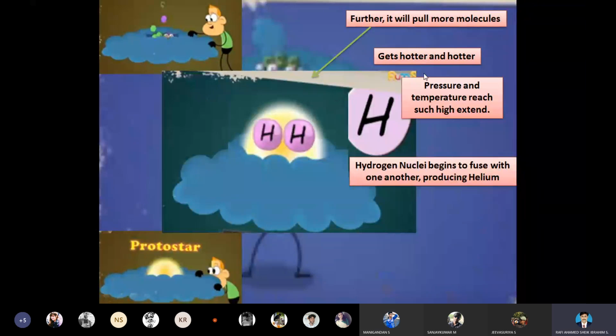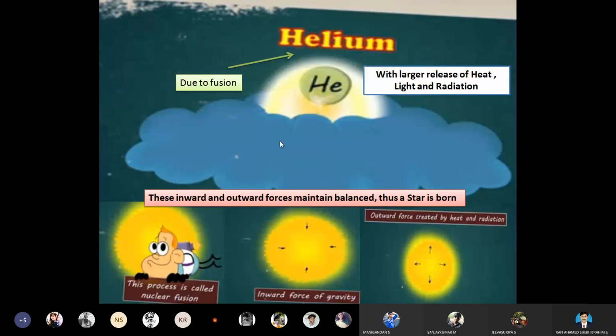It gets hotter and hotter. Due to this attraction and collection of particles around the system, it becomes more and more hot. The pressure and the temperature reach a high extent. Then the hydrogen nuclei begin to fuse with one another, producing helium. This is the exact formation of the star.